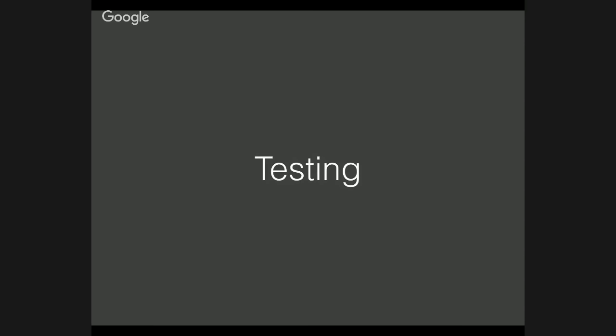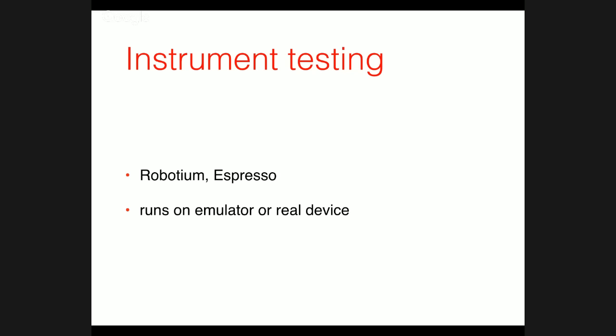Okay, so at this point, we had our code structured better. It was easier to implement. And we decided to start thinking about automated testing. So first, we thought about instrumentation testing, and we tried the Robotium library.